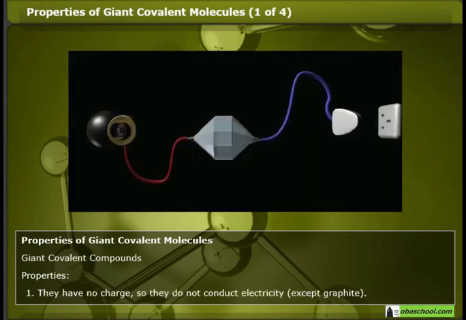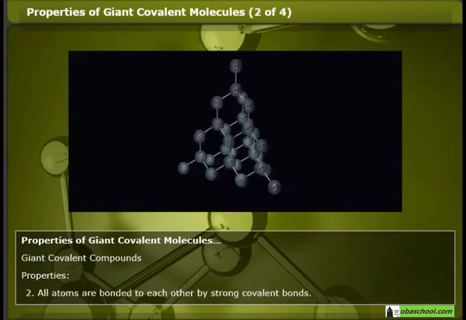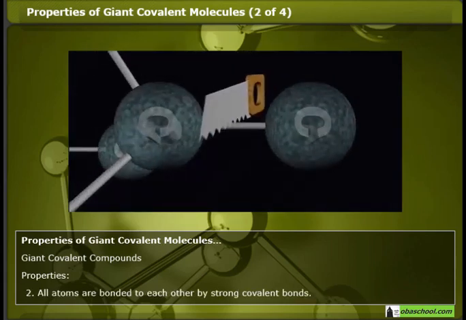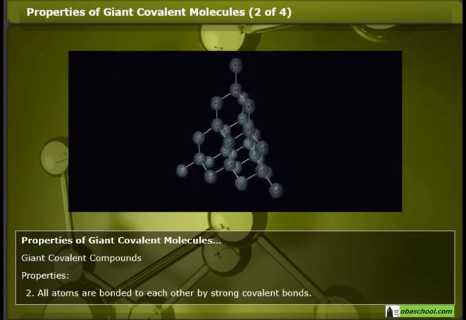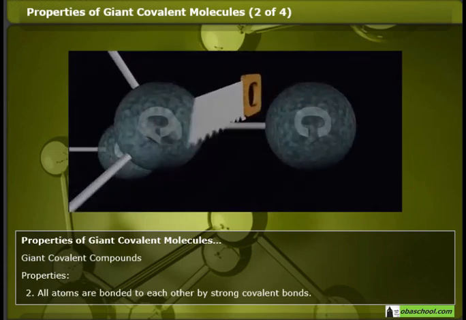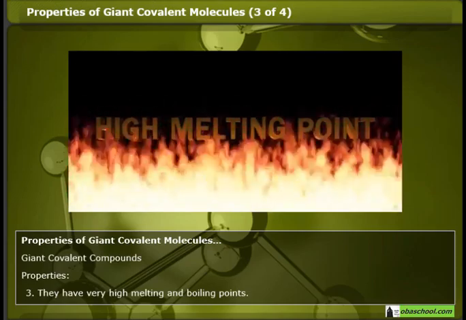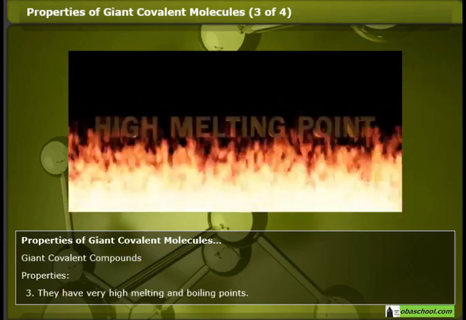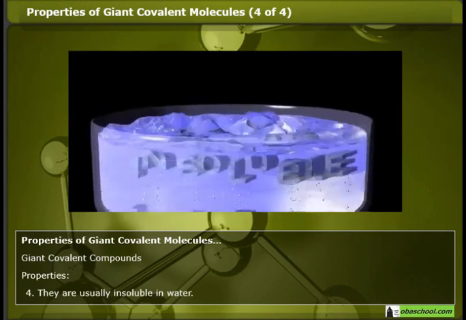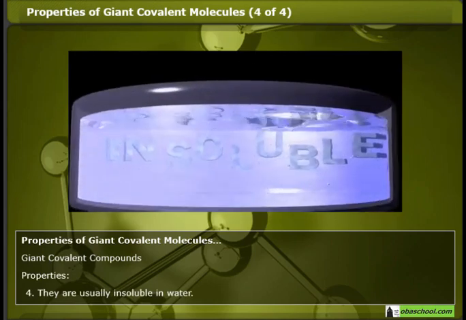Giant covalent compounds. Properties. 1. They have no charge, so they do not conduct electricity, except graphite. 2. All atoms are bonded to each other by strong covalent bonds. 3. They have very high melting and boiling points. 4. They are usually insoluble in water.